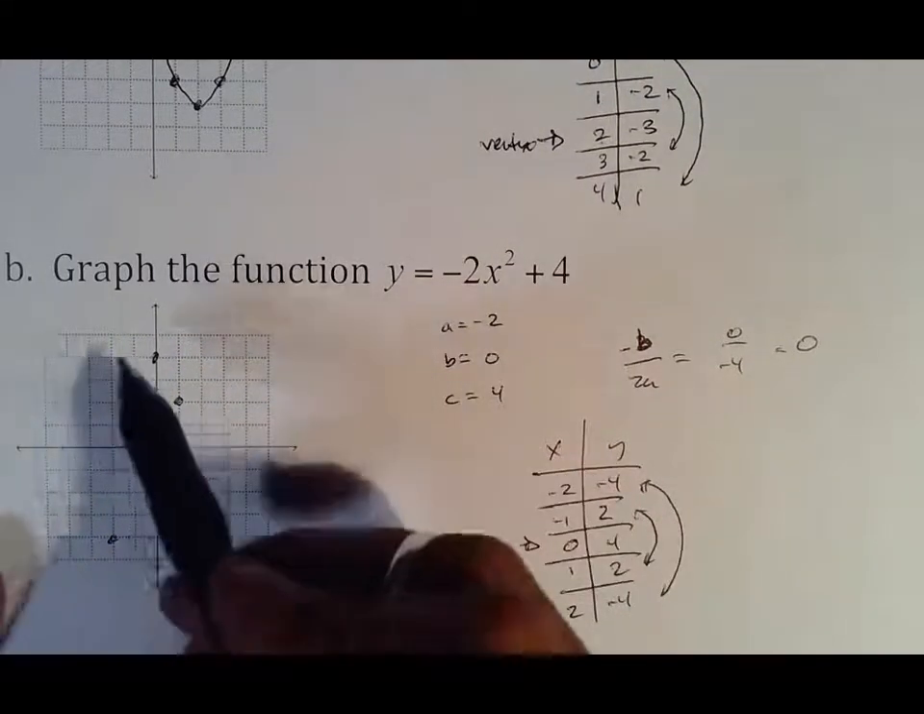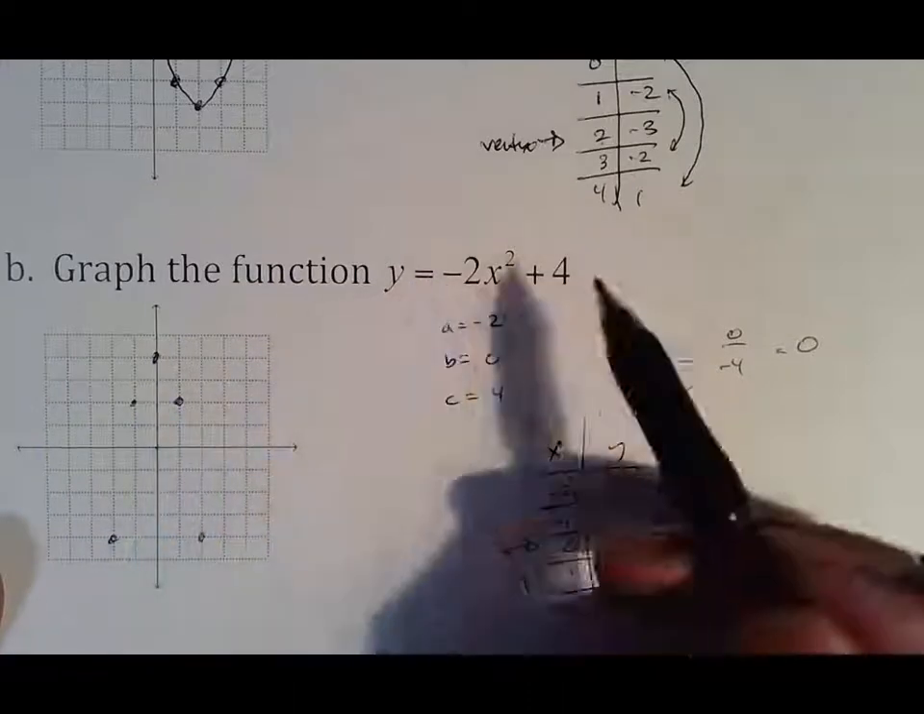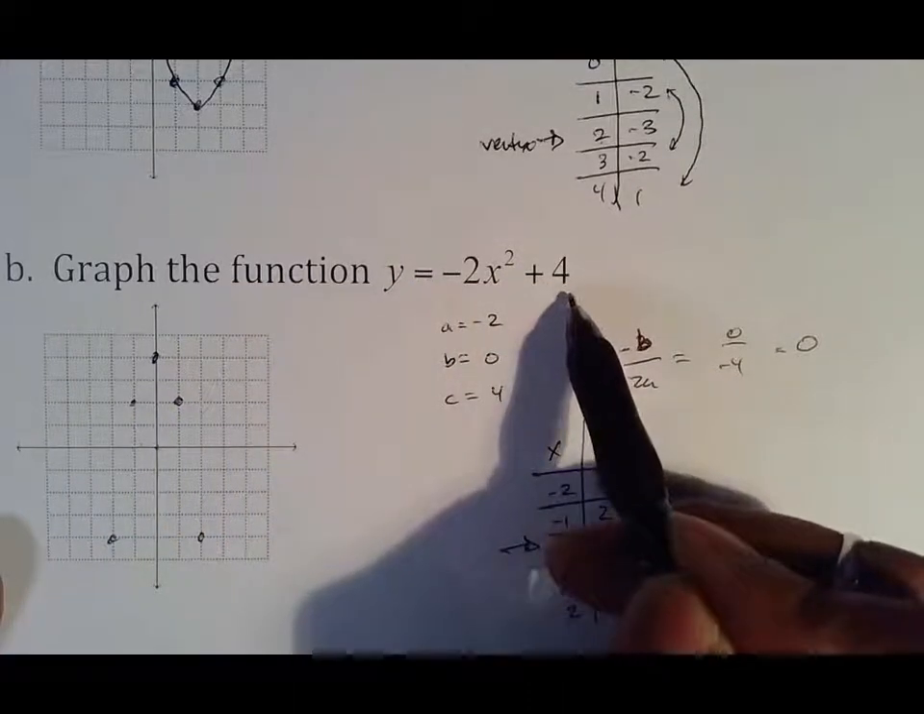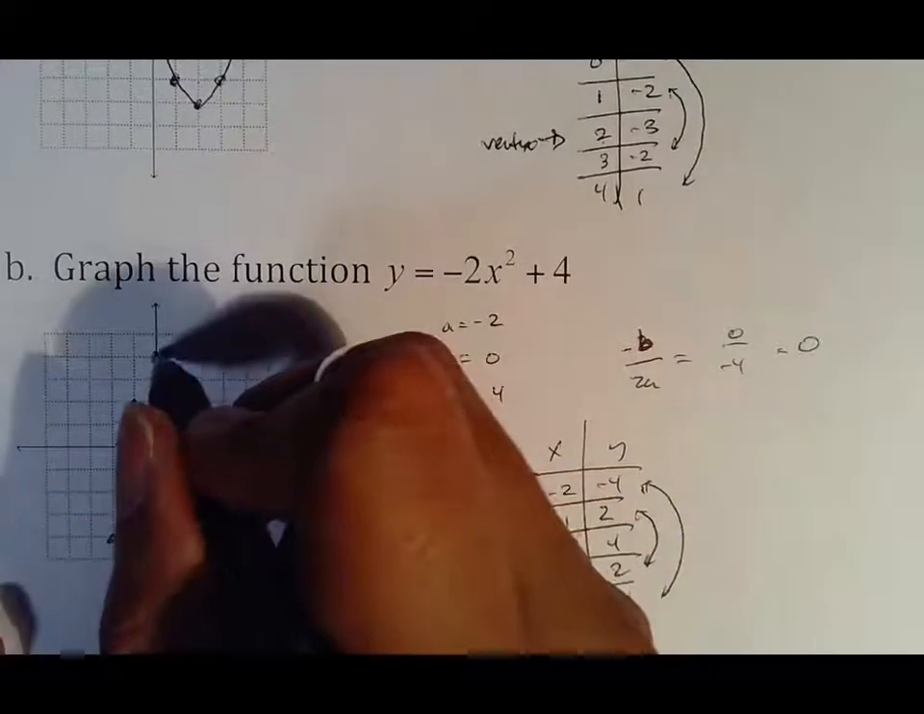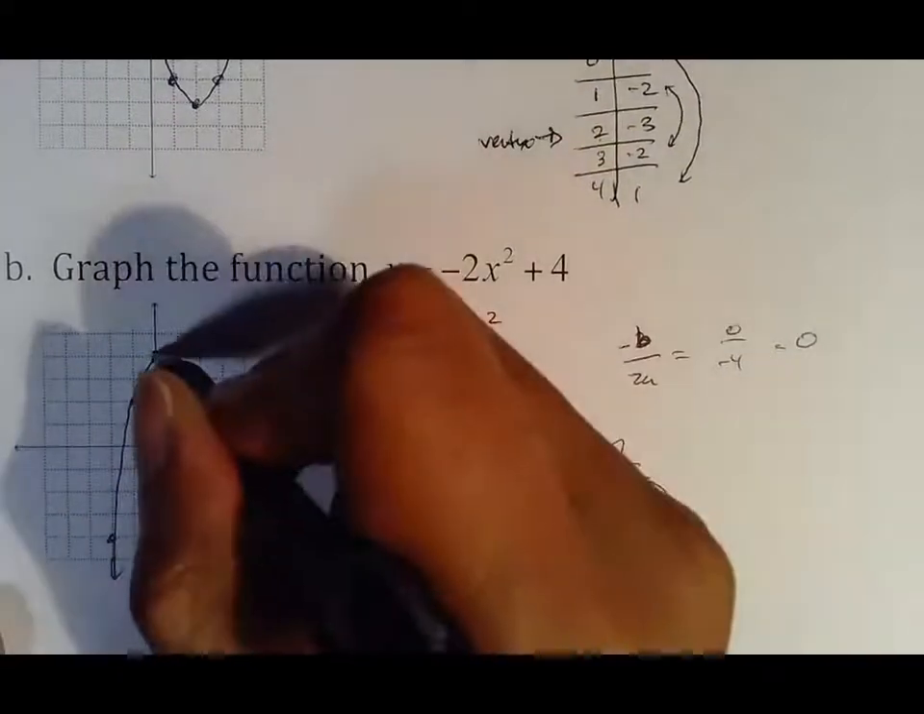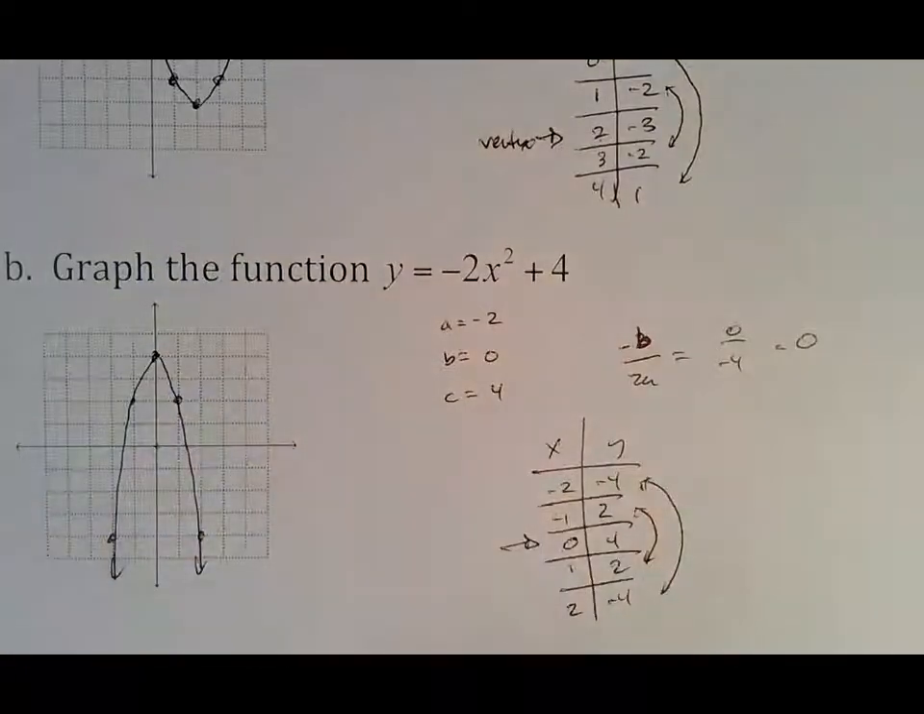Check out what I just said. Down 2, over 1. So that still works. Notice my y-intercept should be 4. This does cross the y-axis at 4. So everything is as it should be. Everything makes sense. That is your graph of the quadratic function.